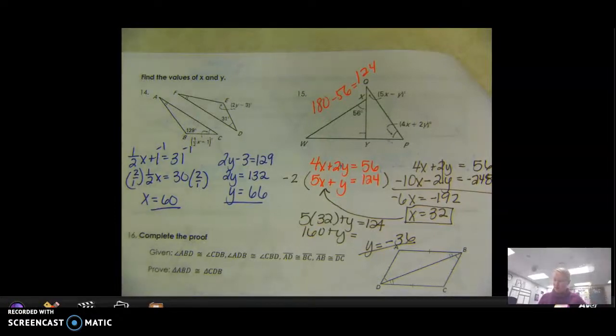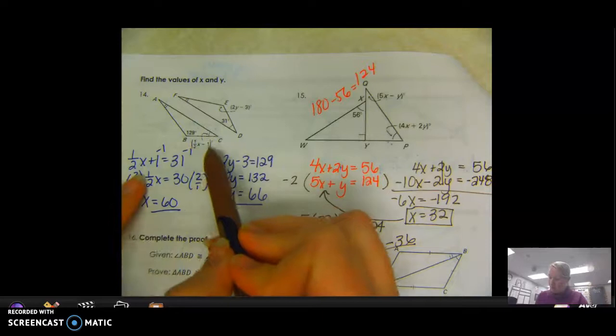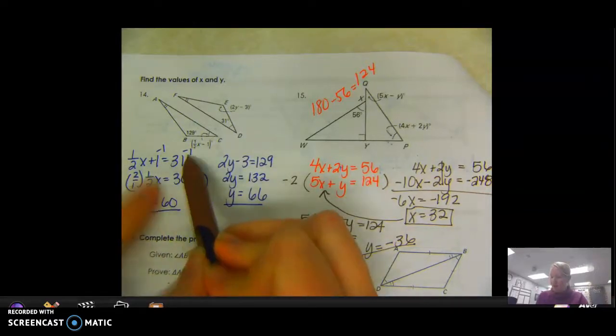Okay, so this is the last page of 4.2, so hopefully you tried this. 15 was probably a little tricky for you. 14, hopefully you were able to get. So on 14, to solve for x, we are going to do 1/2 x plus 1 equals 31. We're going to subtract 1 from both sides.